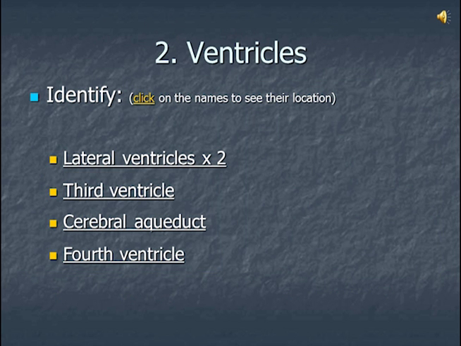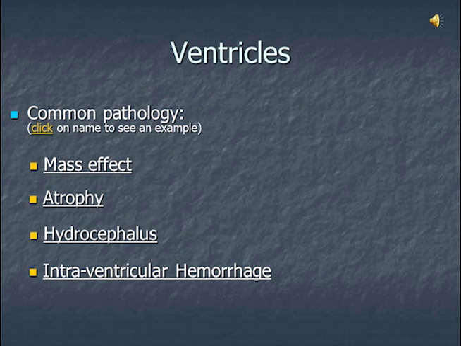Moving on from the midline, we will examine the ventricles. Click on the names to see their location. Ventricles are CSF-filled structures easily found near the midline. When examining the ventricles, evaluate for changes in symmetry, size, shape, and density. Here are some common examples of ventricular pathology. Click on their names for visual examples of each.